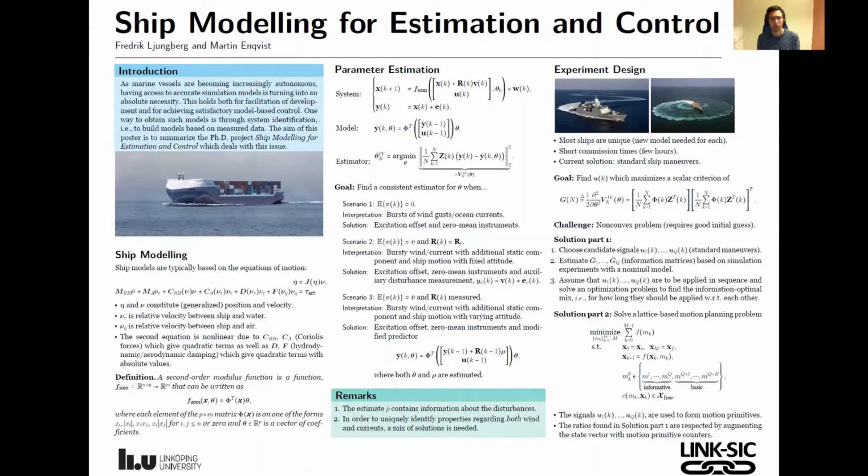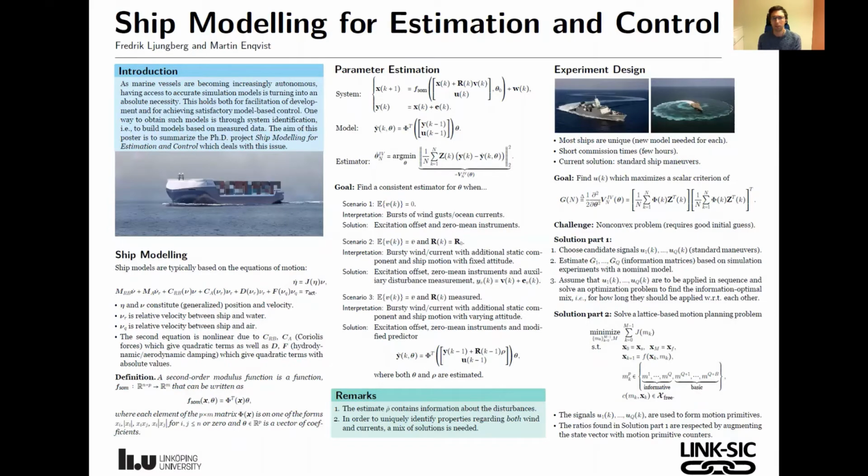So to be able to suggest parameter estimators for general ship models, we make the following definition. A second-order modulus function is a function which can be expressed as a matrix whose elements are quadratic terms, possibly with absolute values, multiplied with a parameter vector.